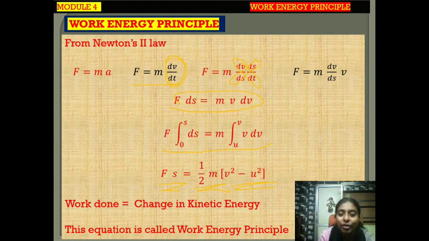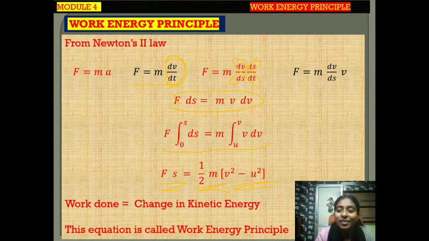So the work done, F into S, is equal to this, which is nothing but kinetic energy. Half m v square is kinetic energy. So it is the final kinetic energy minus the initial kinetic energy. So work done is equal to the change in kinetic energy. This is called the work energy principle. Today we saw the impulse momentum principle, and the work energy principle or work energy equation. With this, the first two parts of the fourth module are completed.